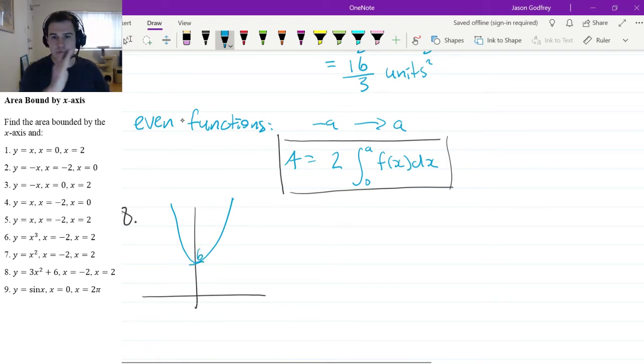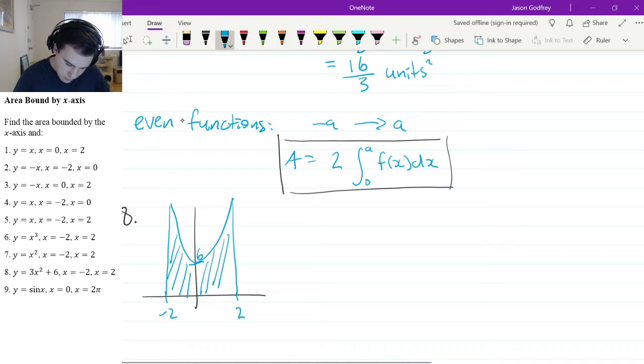Right, but because it hasn't shifted left or right, and it's a parabola, it's an even function. It's symmetrical if we flip it over the y-axis. So if we're finding the area under the curve from -2 to 2, we can find this area by finding two lots of the area from 0 to 2, because we're going from -2 to 2, the same bit.